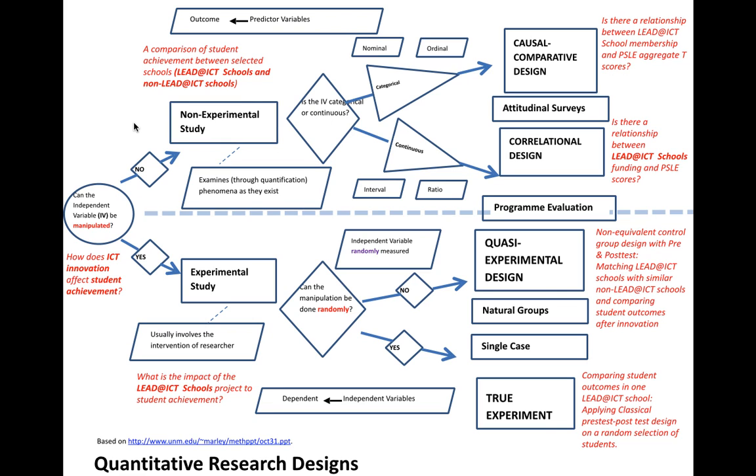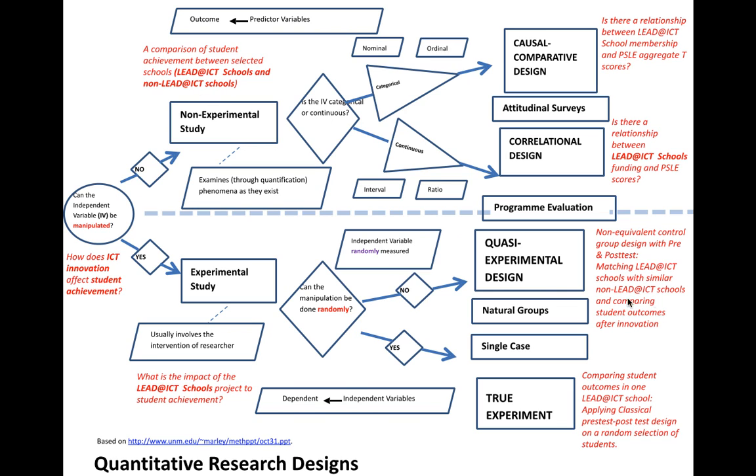And in this manner, what you can do is compare student achievement between selected schools, lead ICT schools and non-lead ICT schools. For example, you can do something like this, right? And this is a non-experimental study. So what you have here is there's no intervention, right? You're just looking at student achievement between schools that are part of the lead ICT and schools that are not part of the lead ICT.